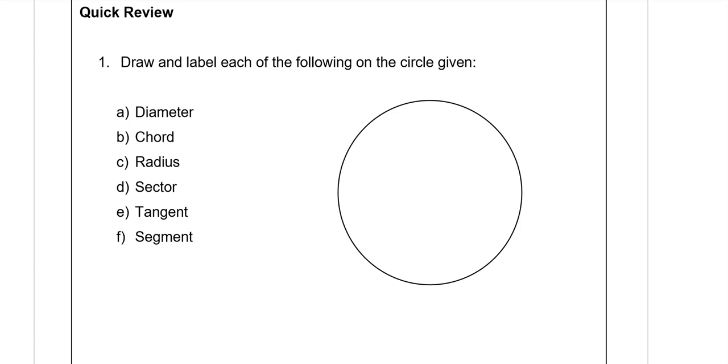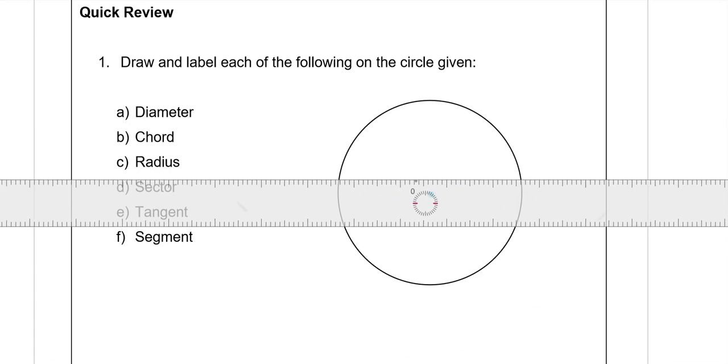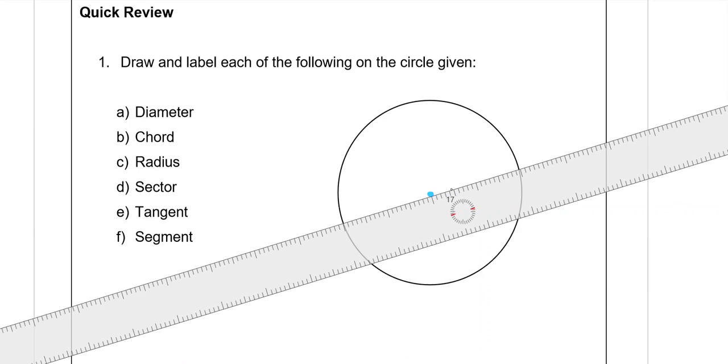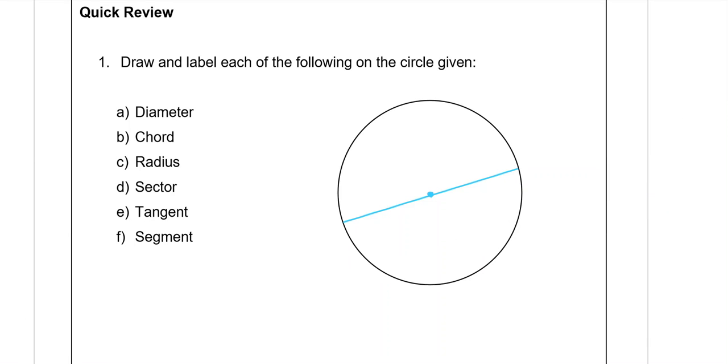Okay, so the first one we want to draw is a diameter. So let's put in our circle a dot for the center because a diameter needs to go through the center of the circle from one side of the circle all the way through to the other. Okay, so let's put a label on that. That's the diameter.